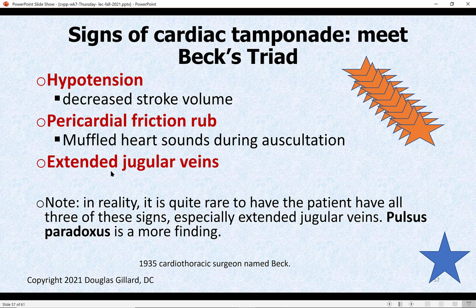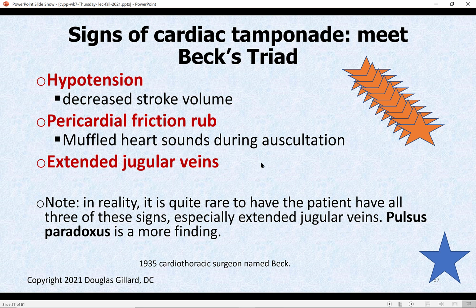So this is a little controversial, and most of the authors agree that very rarely do the patients have all three of these, especially extended jugular veins. In reality, in this day and age, they don't really occur. They occur with a more severe strangling of the heart, which we'll look at in the next lecture. When scar tissue builds up and really strangles the heart is when that usually occurs. That finding is called Kussmaul's sign, and you have to take a breath in to make the jugular veins kind of pop out. But anyway, this is the classic Beck's triad.